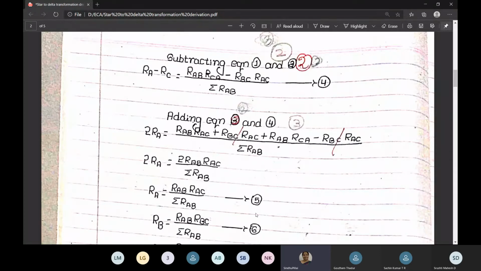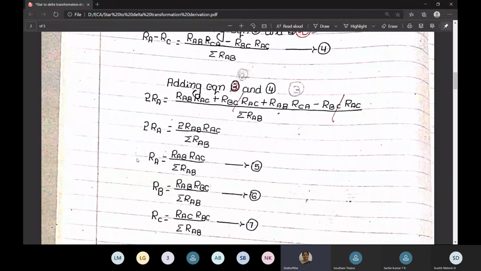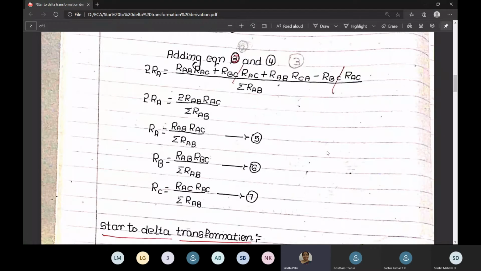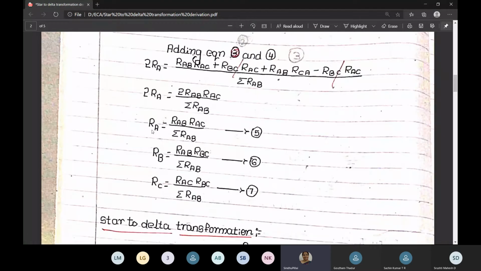See, this is one of the star networks. Always the star network will be represented by a single alphabet and delta will be represented by two alphabets. Like delta will be written as RAB, RAC, like that. And star will be written as only RA, RB, RC. Okay. So this is the first equation which you got. This is the star branch. Star branch RA is equal to RAB into RAC divided by summation RAB.